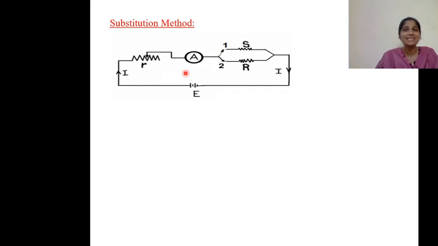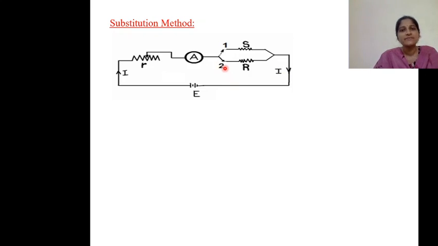So what is the substitution method? As we know, substitution means replacing. You will be replacing one value. If you observe the circuit, E is the DC supply, R is the regulating resistance, A is the ammeter, and next there is a switch. If the switch is positioned at 1, S is connected in the circuit. If the switch is moved to position 2, the unknown resistance R is connected in the circuit, and I is the total current flowing in the circuit.